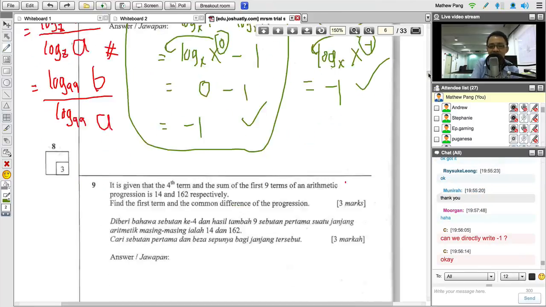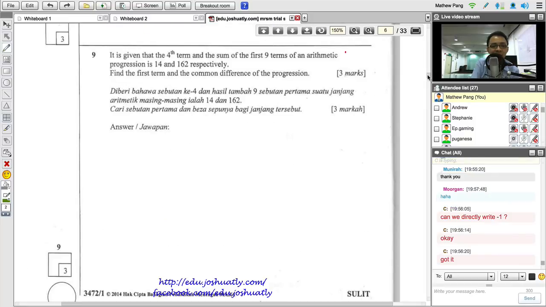Alright, this is a progression. Over here, given that the fourth term, I write T4, and the sum of the first 9 terms, I write S9, is 14 and 162 respectively. So this is 14, this is 162. Then find the first term and the common difference. Since this is an AP, I know I need to find A and D. So I just substitute the formula.